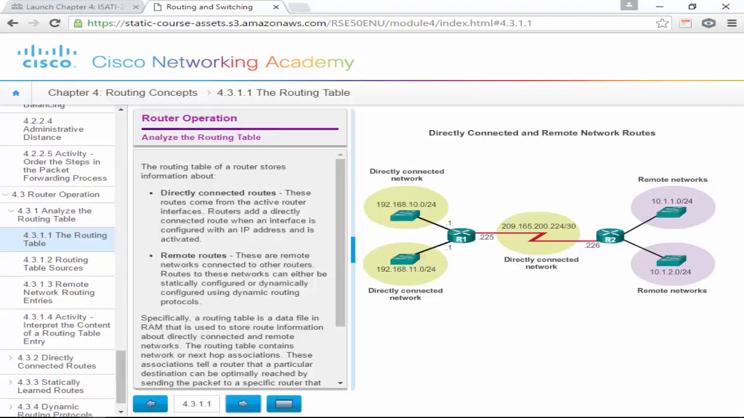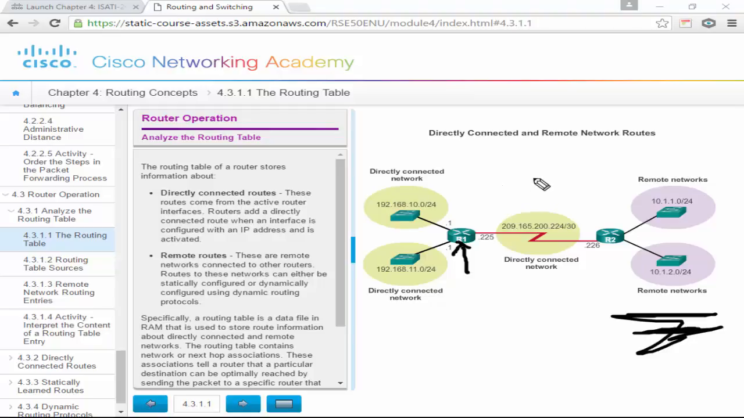So we've talked about this already. We're going to go over it again, I guess. Directly connected routes, right here. They're learned through programming this IP address. Remote routes, we're talking about for this router. These are the remote routes over here, as it says.